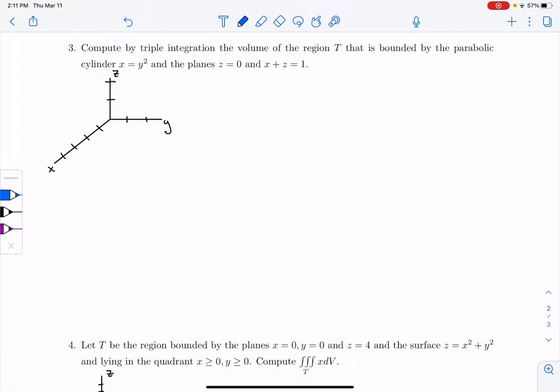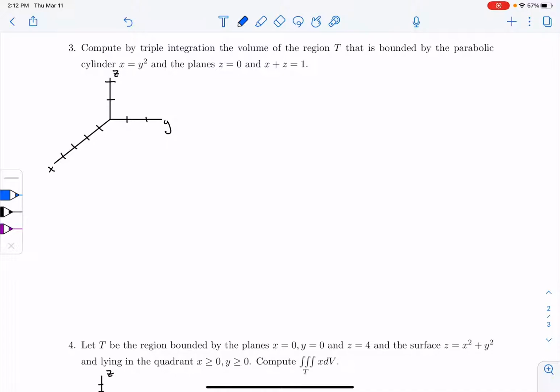We will now consider triple integrals over more complicated regions. For example, we're going to compute by triple integration the volume of the region T that is bounded by the parabolic cylinder x equals y squared and the planes z equals 0 and x plus z equals 1.